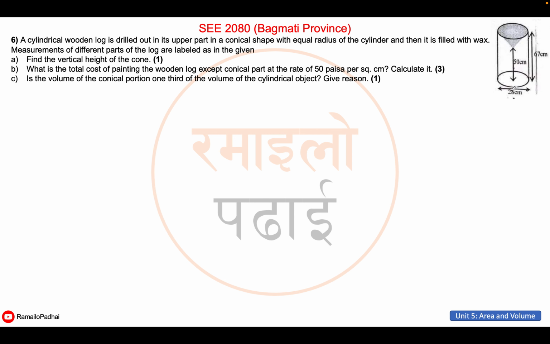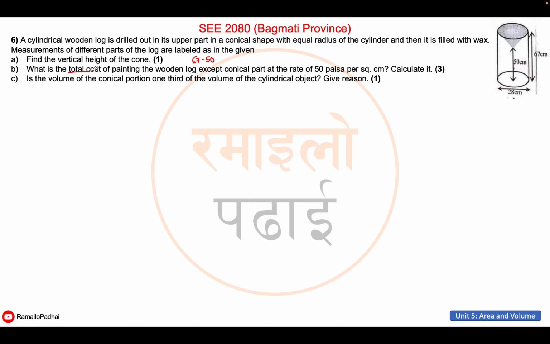So the diameter is 28 cm, the height of the wooden cylindrical log is 67 cm, and this is the distance from the lower point of the cone to the base of the cylinder. In A, find the vertical height of the cone. So the vertical height of the cone will be 67 cm minus 50 cm. It's quite easy.